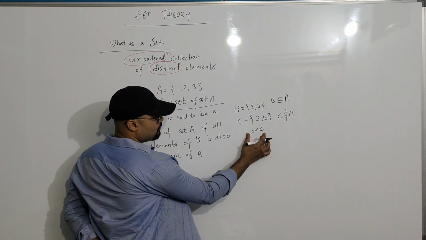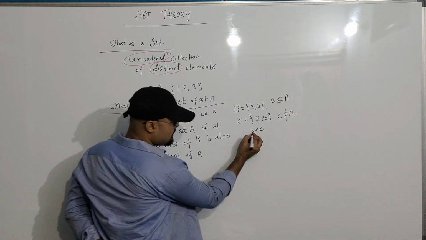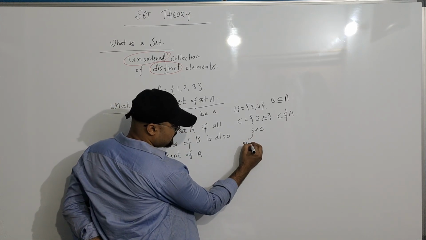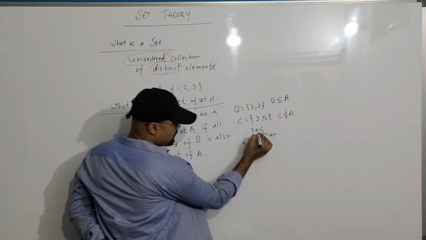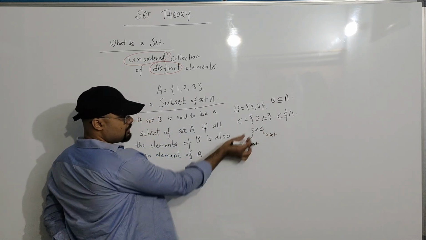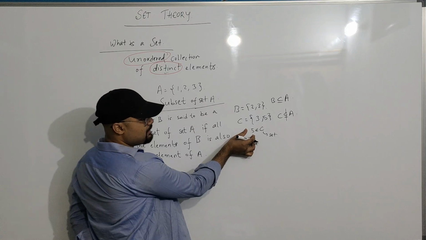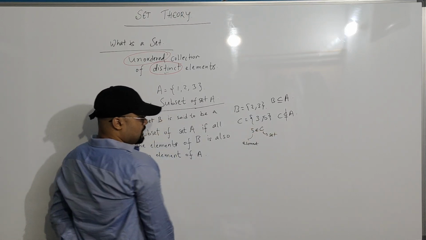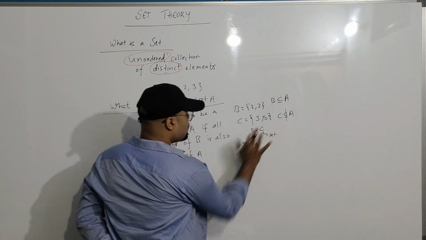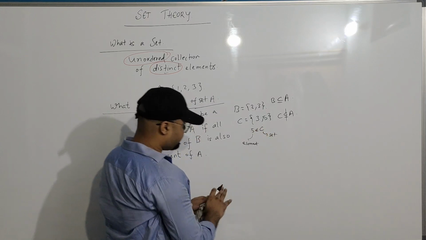This is the symbol to represent it. On this side, this is the element, and this is your set. So the belongs-to symbol means that this element belongs to this set, or this is an element of this set. So 5 belongs to C.